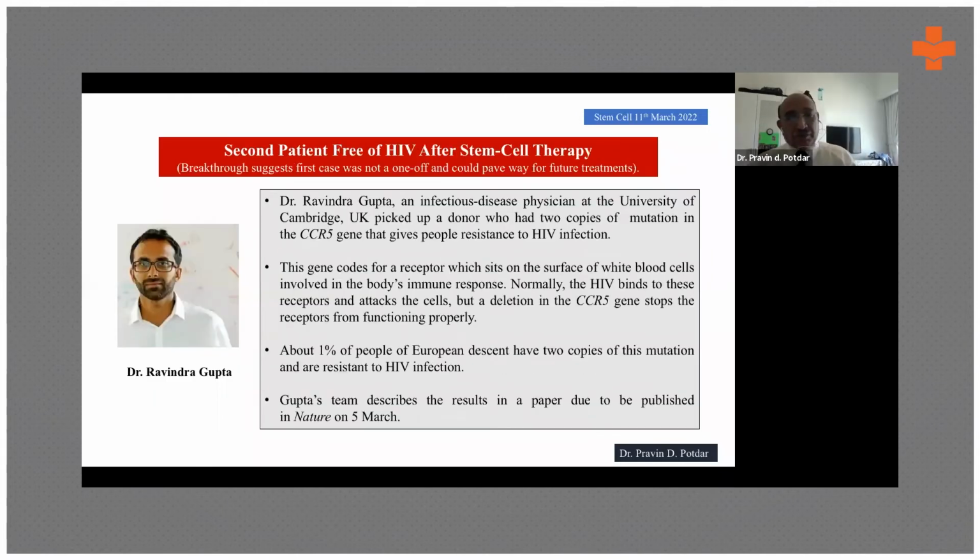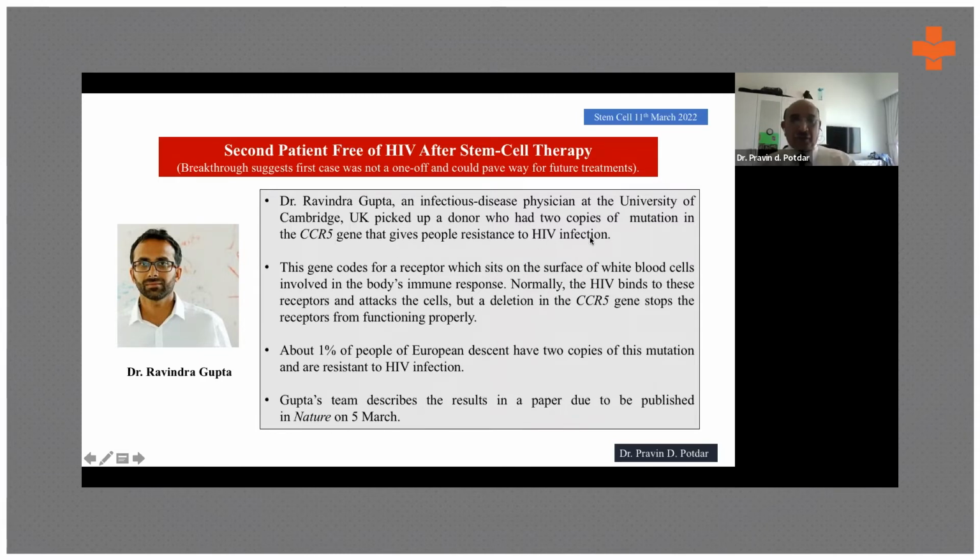Now, this is a second patient free of HIV after stem cell transplant. This is Dr. Ravindra Gupta. I think he is Indian, but he has done tremendous work. He's an infectious disease physician at the University of Cambridge, UK. He picked up a donor who had 2 copies of the mutation in the CCR5 gene that gives people resistance to HIV infection.